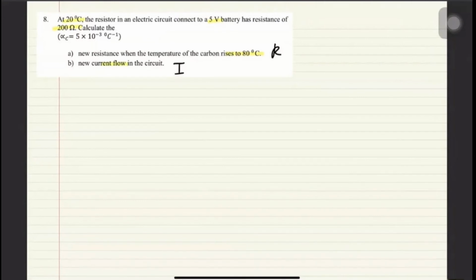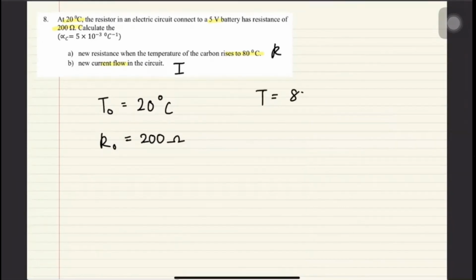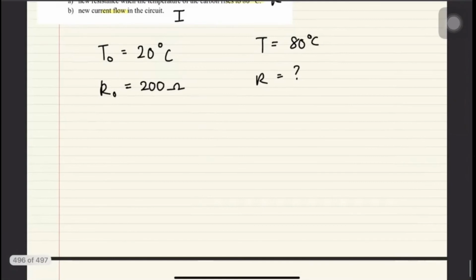Given information, dia kata at 20 Celsius, so that one is your initial temperature. Resistance is R0, sebab ini yang initial lah, 200 ohm. New temperature is at 80 Celsius, so they want you to find R. And then at the same time it says about V equals to 5 volt. Okay. So if I want to solve this one, I can use R equals to R0 (1 minus alpha delta T).